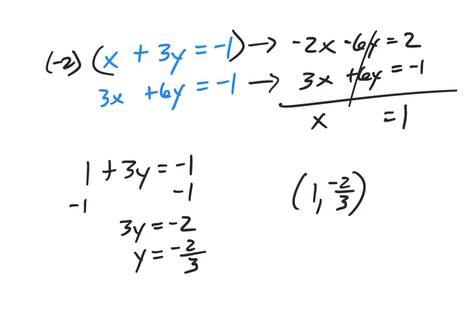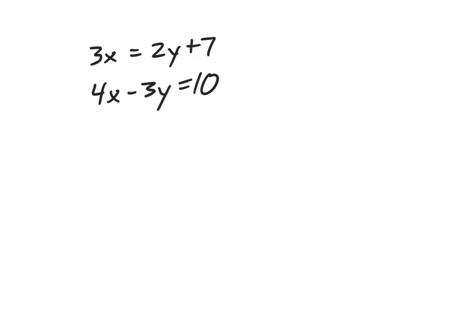Okay, on this next one, most of the time when we do elimination, these equations are going to be written in standard form. This one obviously is not written in standard form. So we want to get it there, right? We want everything to be aligned. We want x's, y's, and then our constant, the number without the variable. And right now that's not the case.